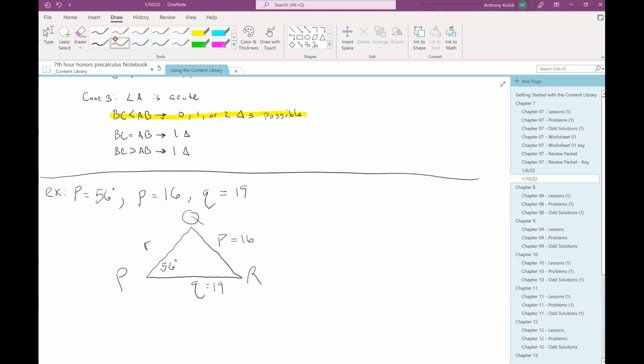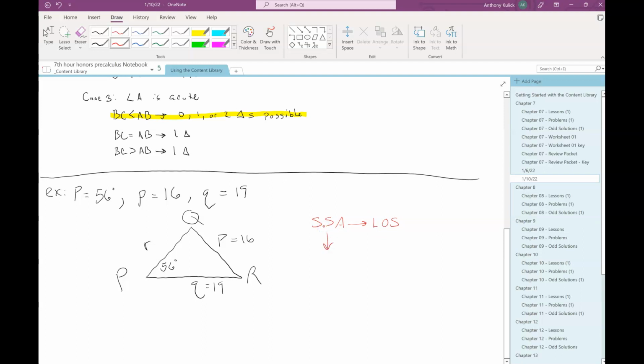What situation are we in here? I got two sides and an angle. Is this side, angle, side or side, side, angle? This is side, side, angle. So I know in this case we're going to be using the law of sines.